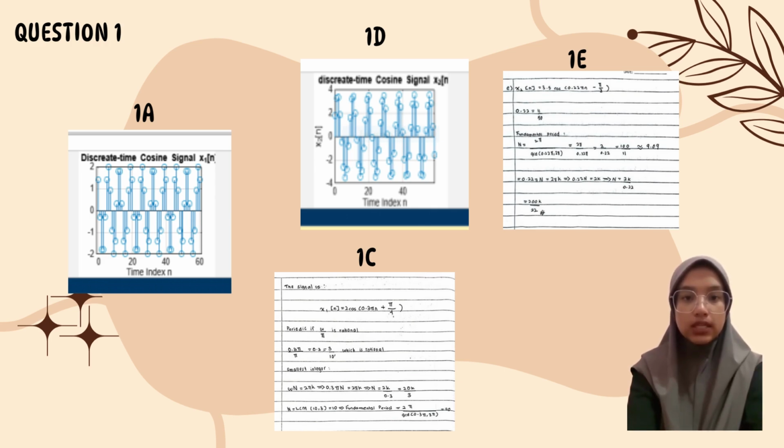For part C, to determine whether S1n is periodic, I analyze the values of the signal. The smallest value of N that satisfies S[n] equal to S[n plus N] is called the fundamental period.